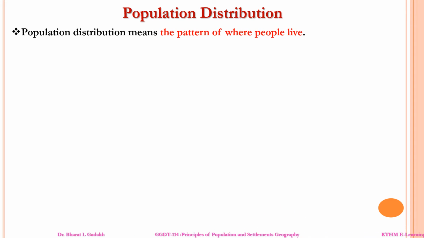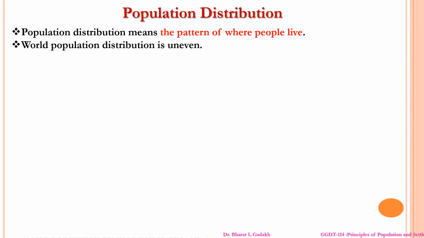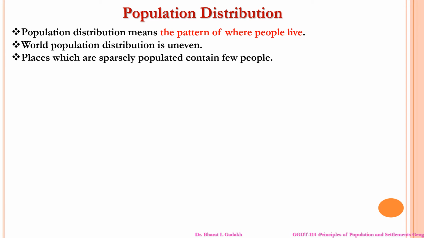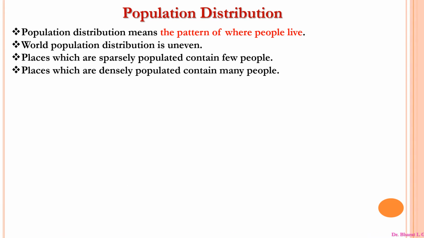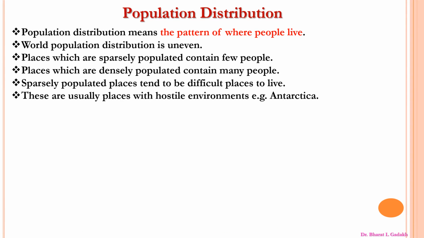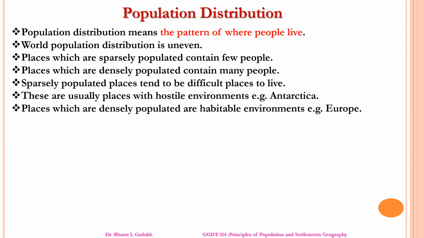These are some of the measures of population distribution. Population distribution means the pattern of where people live, which is very important here. World population distribution is uneven. Sparsely populated places contain few people, and densely populated places contain many people. Sparsely populated places tend to be difficult places, usually with a hostile environment, for example Antarctica. Places which are densely populated have a habitable environment, for example Europe.